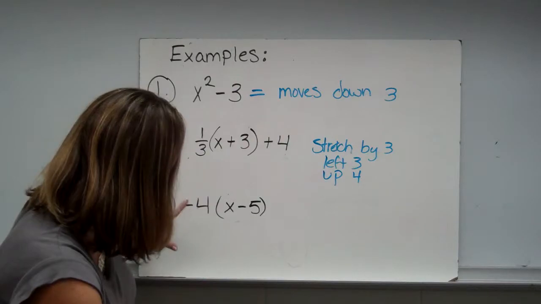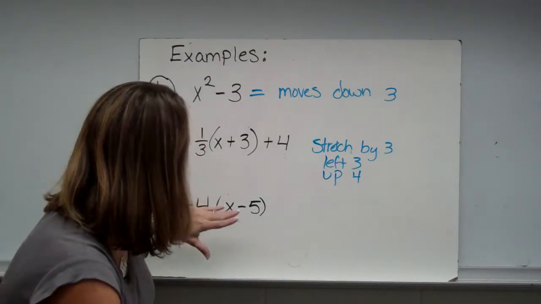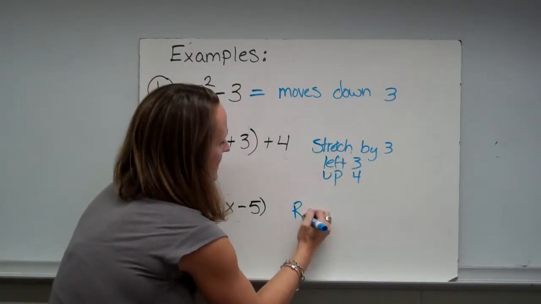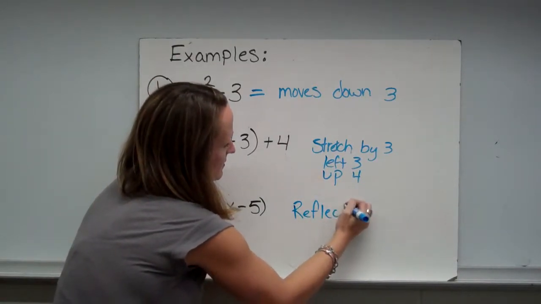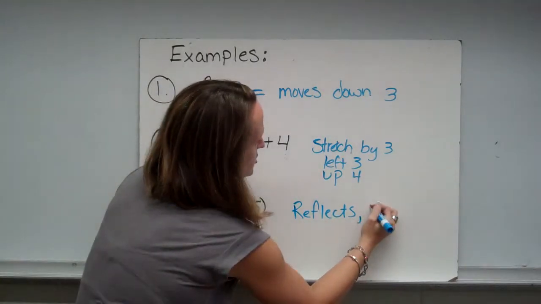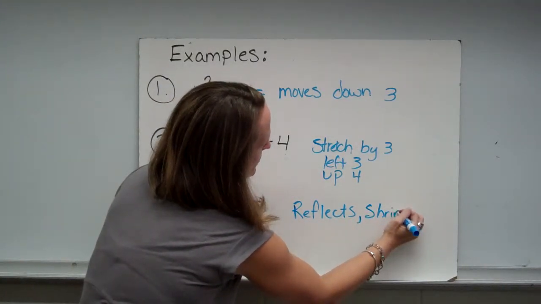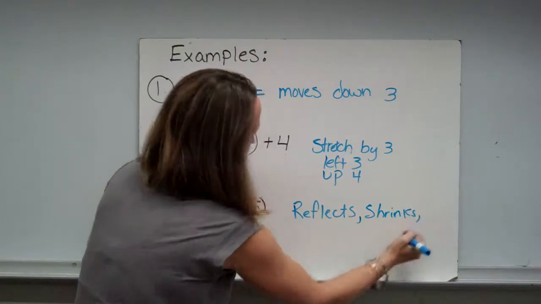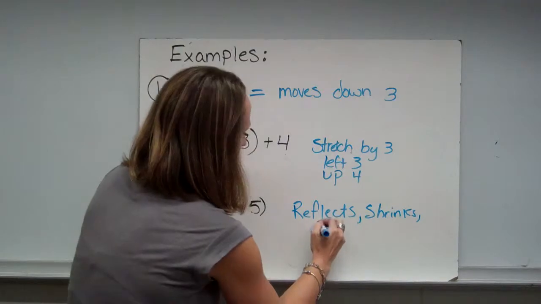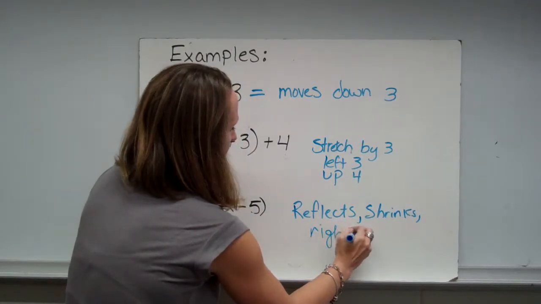And now we have one more. We have negative 4 (x minus 5) squared. So our negative means it reflects. The 4 means it shrinks or narrows. And x minus 5 in parentheses means it goes right 5.